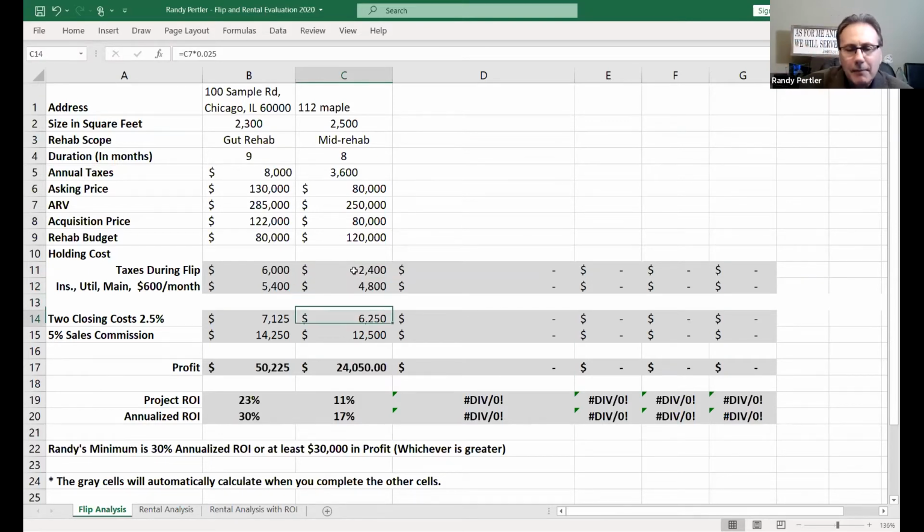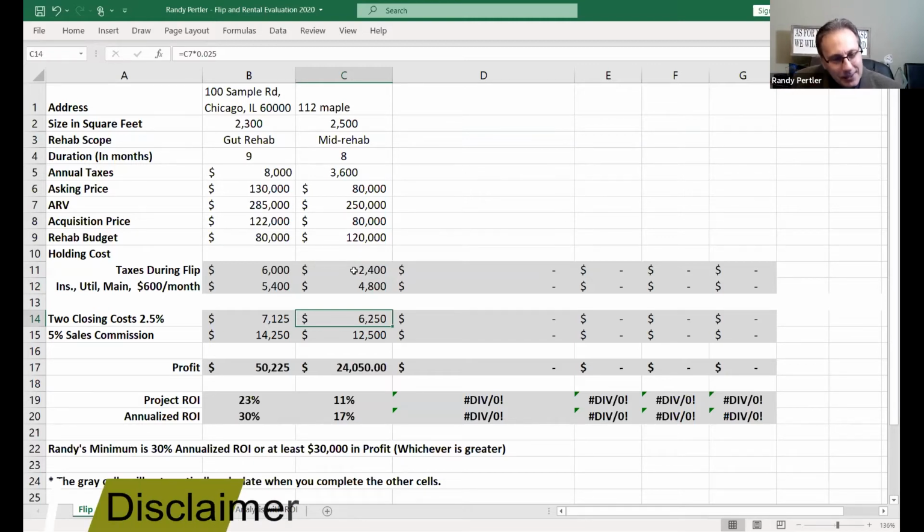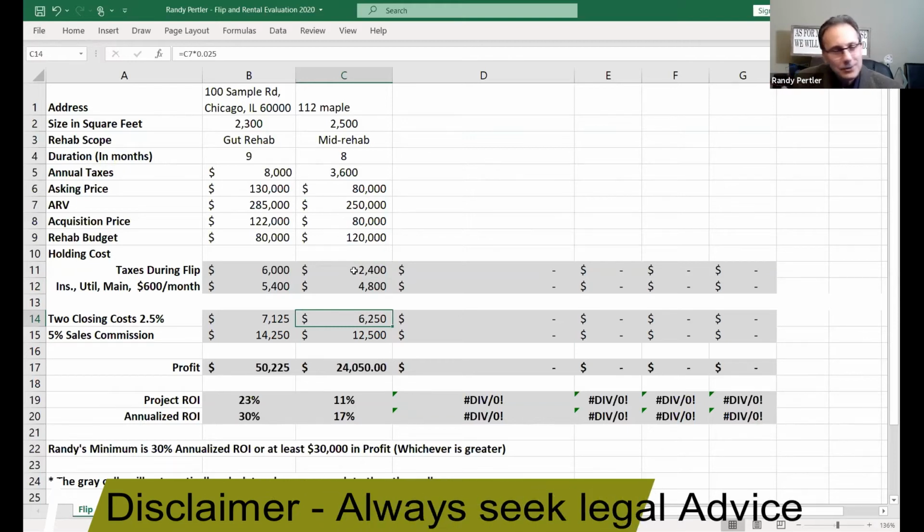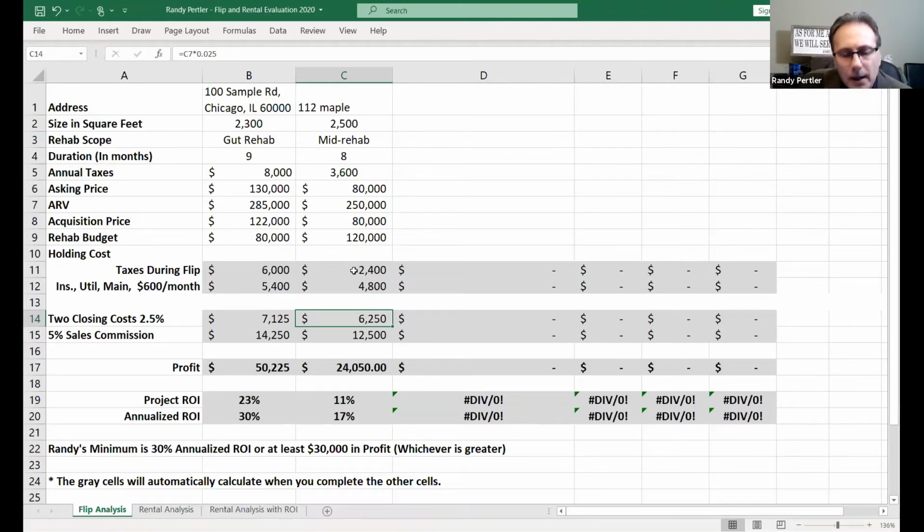Closing costs. Now my closing costs are much lower. I save a lot on closing costs because I act as my own escrow agent. And I'm not telling you guys to do this. Here's where my disclaimer comes in. I'm not advising you to do this at all, but I don't use an attorney when I buy and sell. I represent myself, okay?